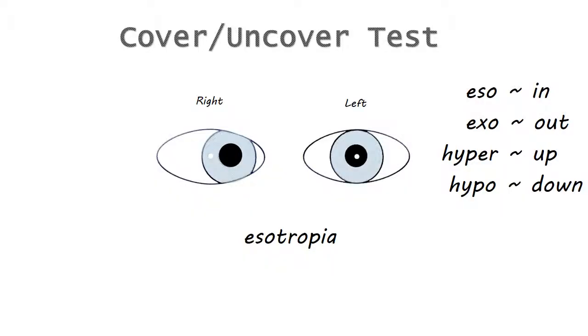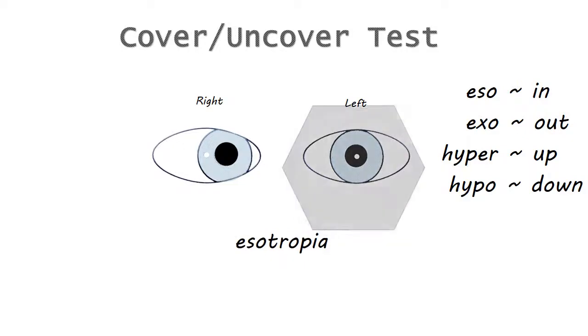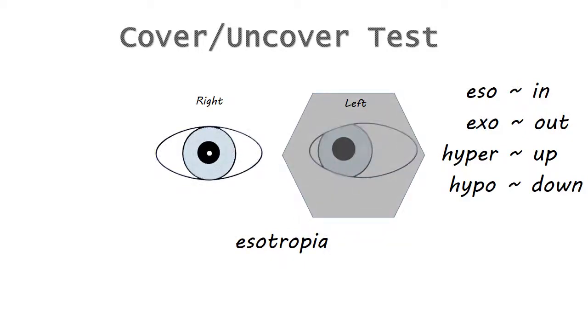Okay, the reason I wanted to show you all that is because now we're going to do the cover test with an esotropic patient. And I'm going to use a transparent occluder so you can see what happens underneath the occluder. Okay, that right eye, when the left eye was occluded, did exactly what we thought it was going to do. It went from the eso position and it straightened out into a fixed position. But look what happened under the occluder. The left eye turned in nasally.